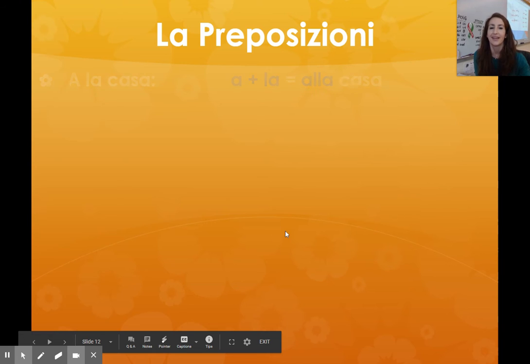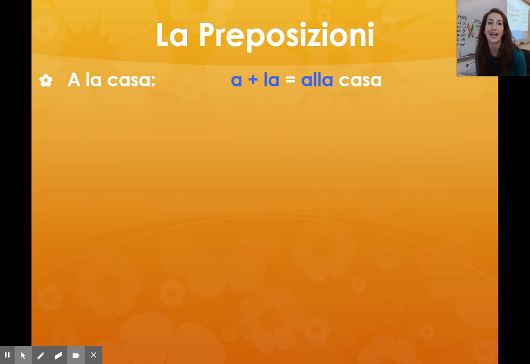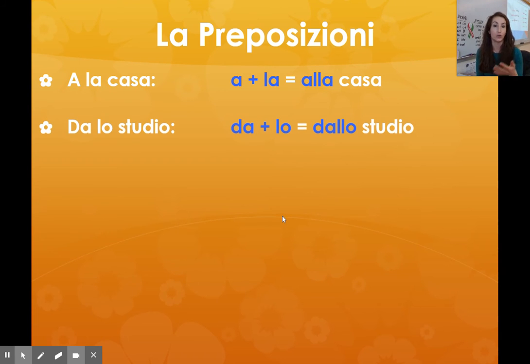So here are some examples of what I mean by combining with the articles. If you wanted to say at the house or to the house, it would be a la casa, which really in written form is the biggest change. A la casa. Okay. If you actually think about it in Italian, it's more difficult to say a la instead of alla. A la casa, alla casa. It really just flows a lot better when they're combined. Da lo studio, we combine. Da lo, from the studio, dallo.